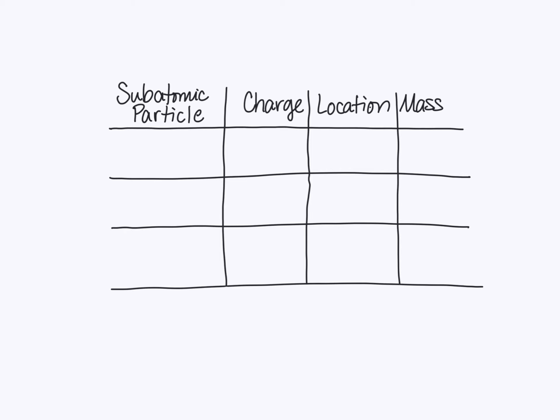It may be helpful to make a chart like this in your notes in order to help you keep track of the similarities and differences between these subatomic particles. So remember, we have our protons, which have a positive charge, and they are located in the nucleus of the atom. And their mass is equal to 1 atomic mass unit.